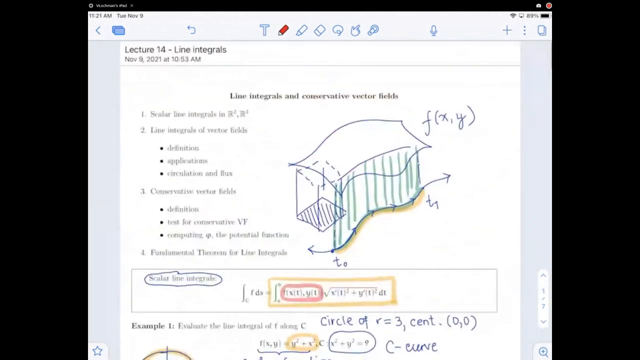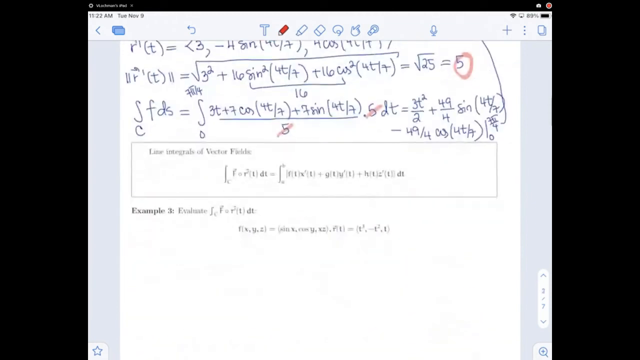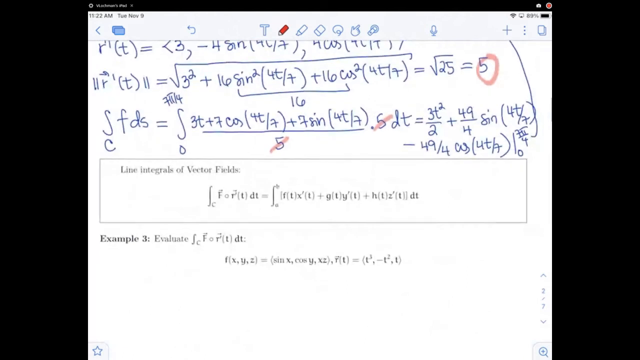Let's go back up here. Scalar line integrals in R2 and in R3. This is what we've done, point number 1. Now we're going into point number 2, line integrals of vector fields. So we'll talk about definitions, applications, and then we'll discuss circulation and flux, which is your physical application of line integrals of vector fields. Okay, let's take a look at the definition first.